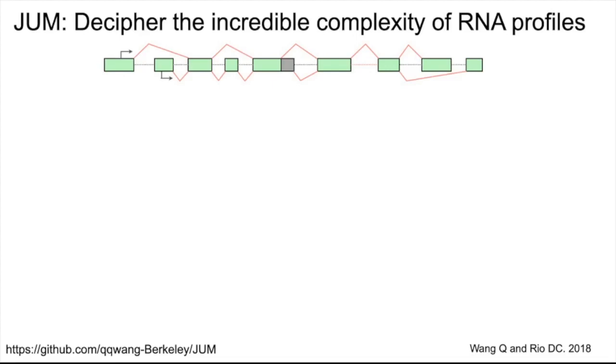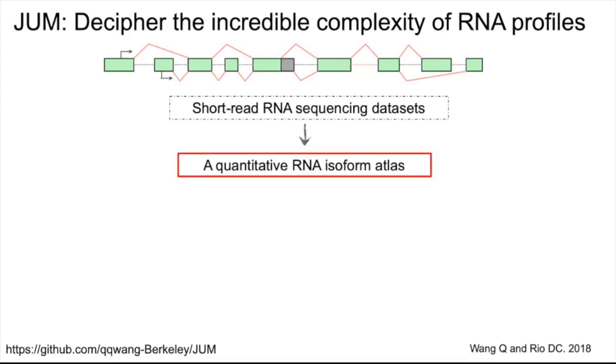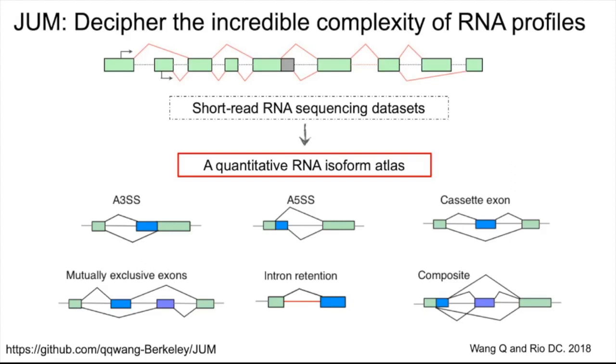They differ from cell type to cell type and also from different developmental stages. For this purpose, I developed a software tool called JOM for deciphering the incredible complexity of RNA profiles. Starting from RNA sequencing datasets, JOM can provide a quantitative RNA isoform atlas. It will tell you how many total alternative usages of RNA isoforms there are in the sample, and also what patterns these isoforms follow, as well as the quantitative relative levels of each isoform.